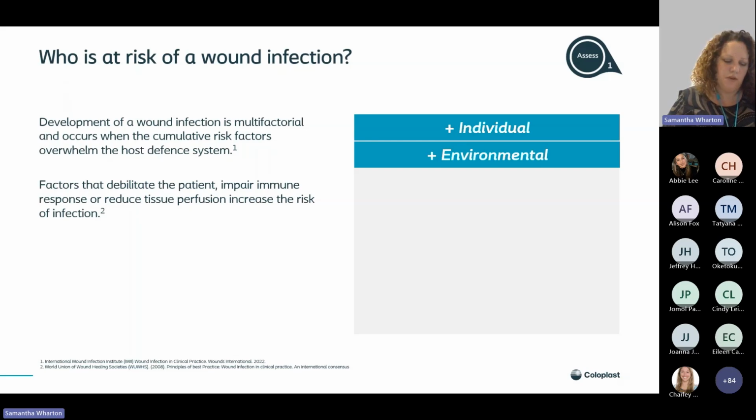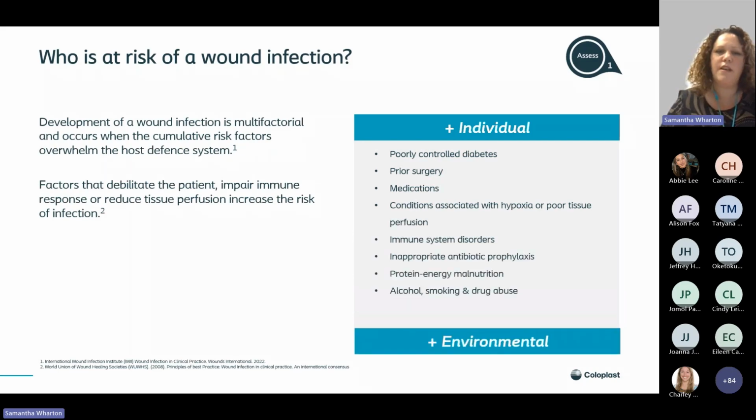So who is at risk of a wound infection? You've got individual risks and environmental. I'm not going to go through all of these. With your individual risk, you know, your poorly controlled diabetics, we need to be trying to optimize and making sure we're getting on top of their blood sugars.